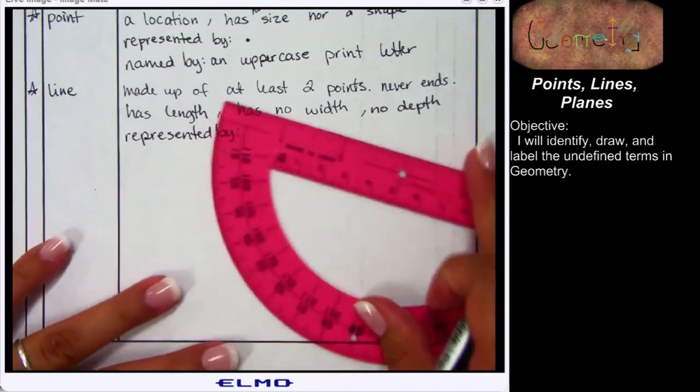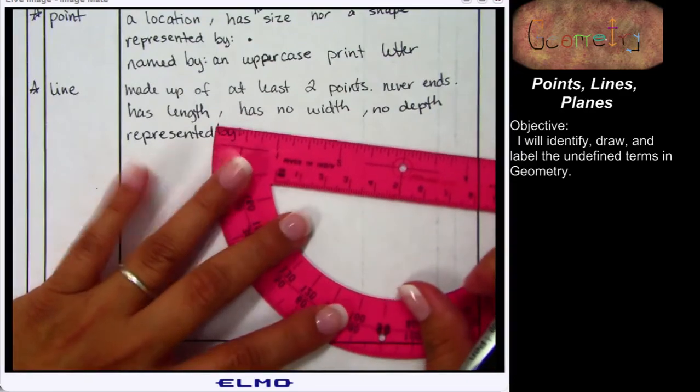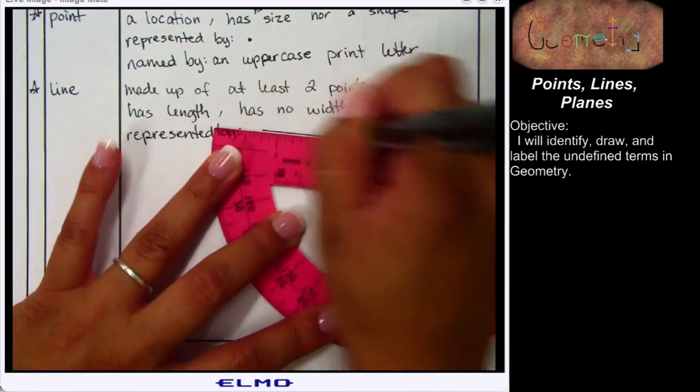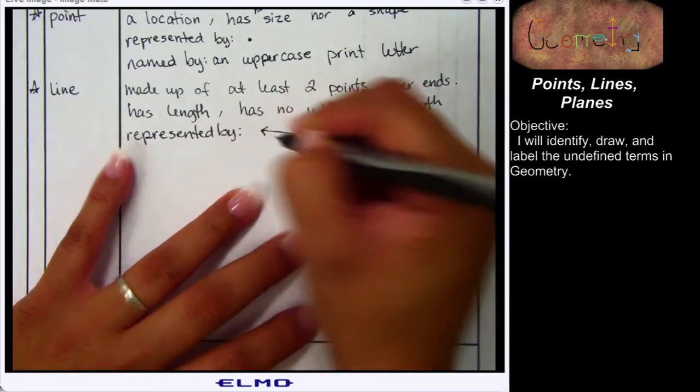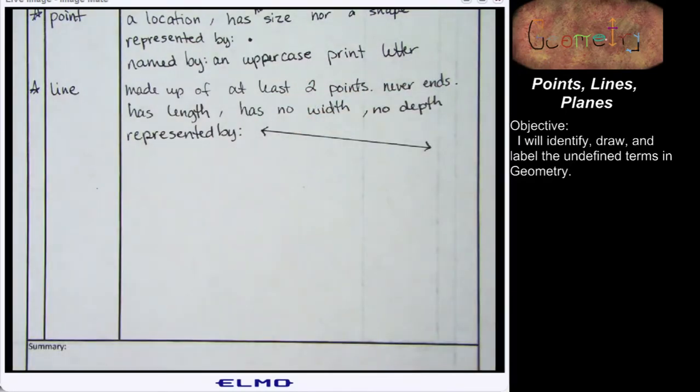So take your protractor and trace the straight edge a little bit and draw for yourself a very beautiful line. Use arrows on either end of it to show that this thing is going to continue on. I just am not going to sit there and draw a line for forever. It's just, no. No.